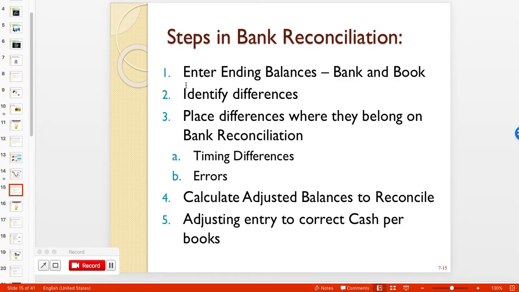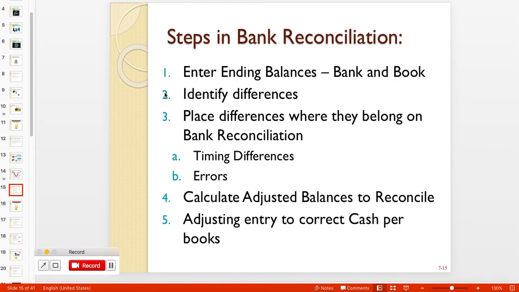All right, so that is done. We have entered in our ending balances. We know what the total difference is. Now what we have to do is identify all of the things that make up that difference. Now, the problems that are given to you in the book tell you what the differences are. They just describe them for you. They don't make you actually look for them.